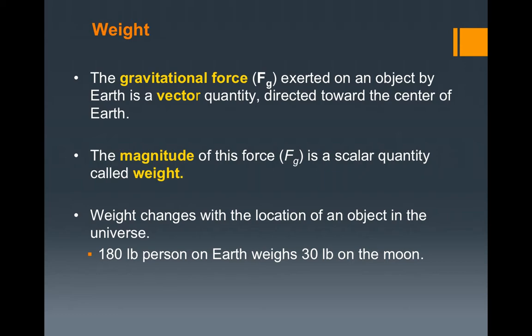The magnitude is going to be a scalar quantity, but because it involves an acceleration in a direction, it's going to be vector, which is always down. And then weight changes with location in the universe. So on Earth, a person might weigh 180 pounds. On the moon, they would only weigh 30 pounds.